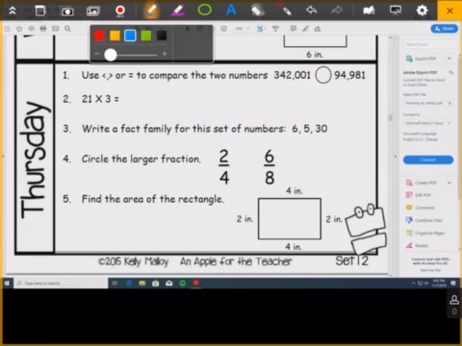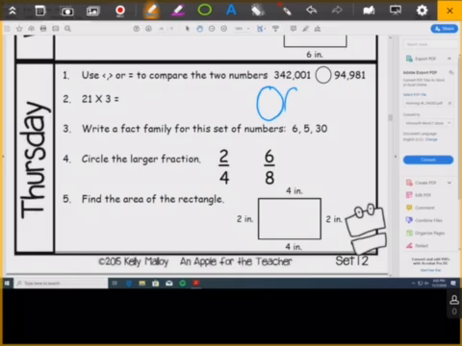There's a couple ways I could approach this multiplication sentence. I could say that there's 3 groups of 21 and mentally solve it. 20, 40, 60. 1, 2, 3. My product is 63.